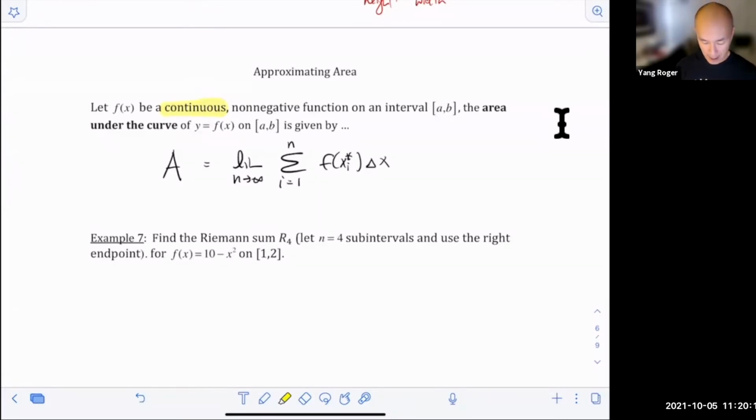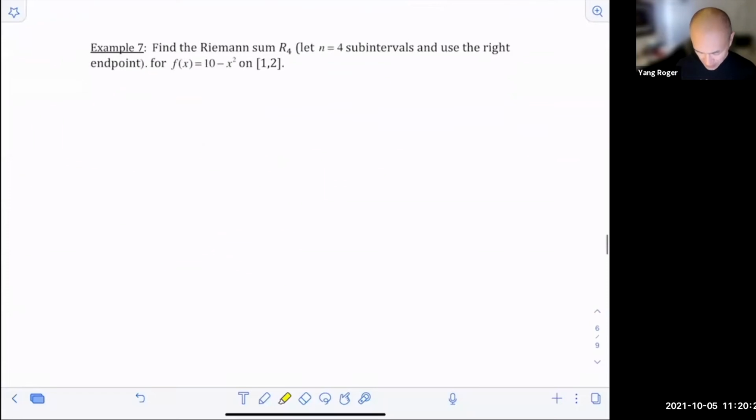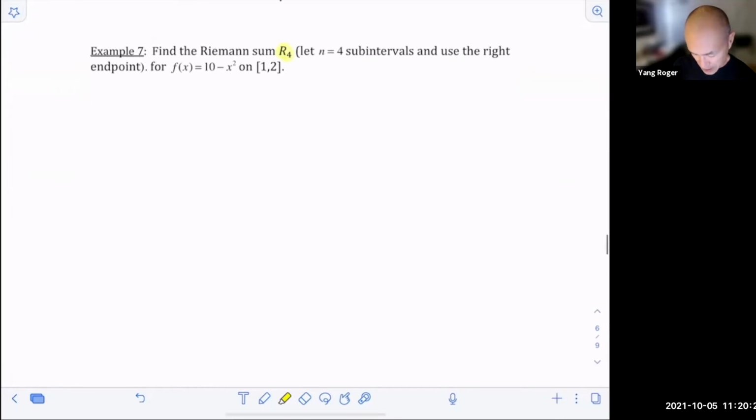So let's take a look at example 7 together, and let's see how this goes. For this one, we want a right sum because they're asking for R4, so that's a right endpoint.